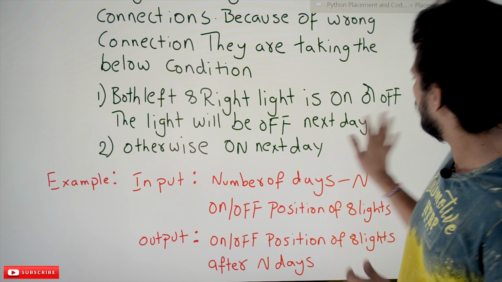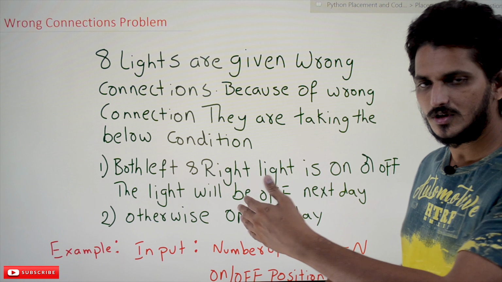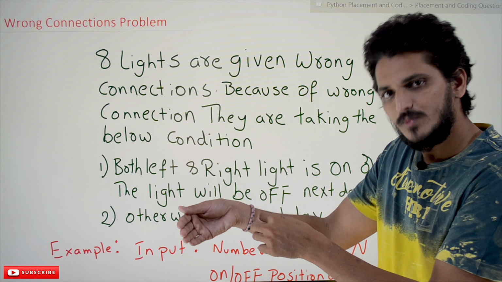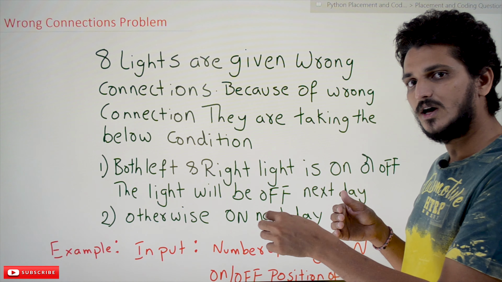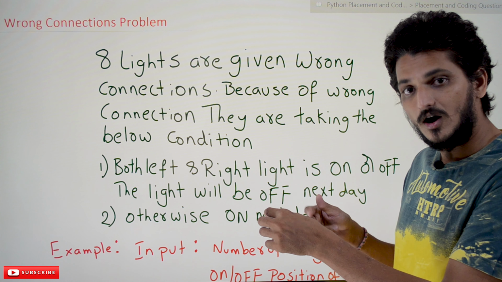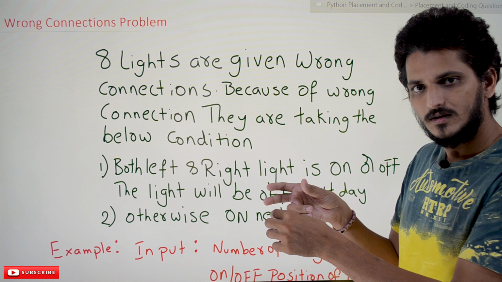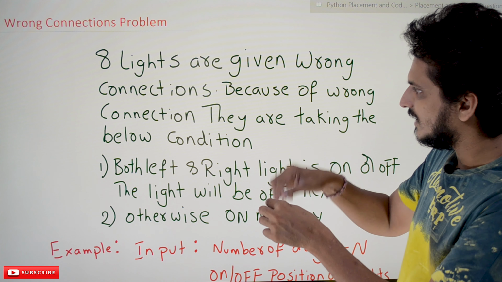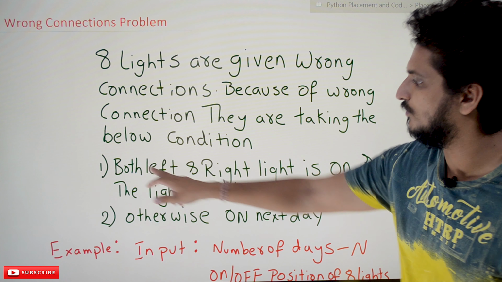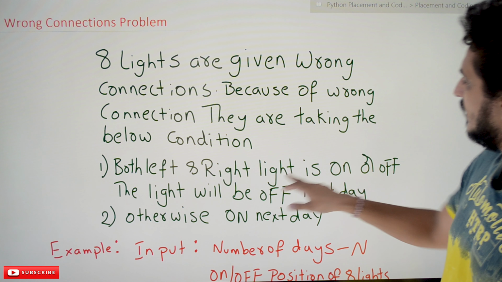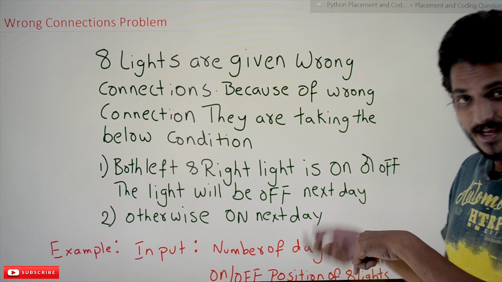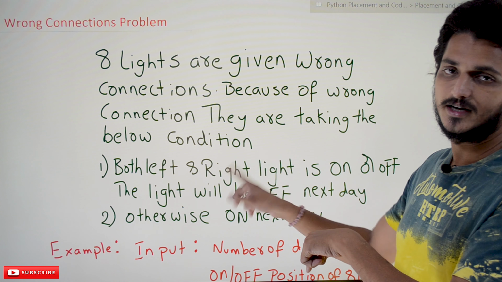Suppose you take 8 lights continuously. If you take the third one, the left position will be the second one and the right position will be the fourth light. If both the lights, left and right, are on, then this light will be off the next day. That is what they are trying to explain.